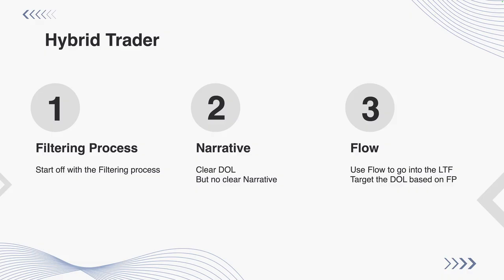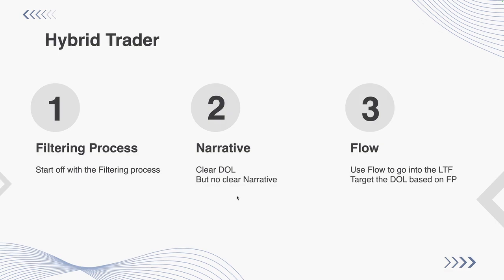Then, if you have no clear narrative, we can go into the third step, where it becomes flow. Use flow to go into the lower time frame right now. Target the draw on liquidity based on the filtering process. So where the filtering process draw on liquidity right there is extremely clear, and you have picked out the highest probability pair, highest probability instrument, like we saw on GBP US dollar. But there's no clear narrative on the 4 hour or the daily. Now you can go into the 1 hour. You can go into the 50 minute to still capitalize on that draw on liquidity as well.